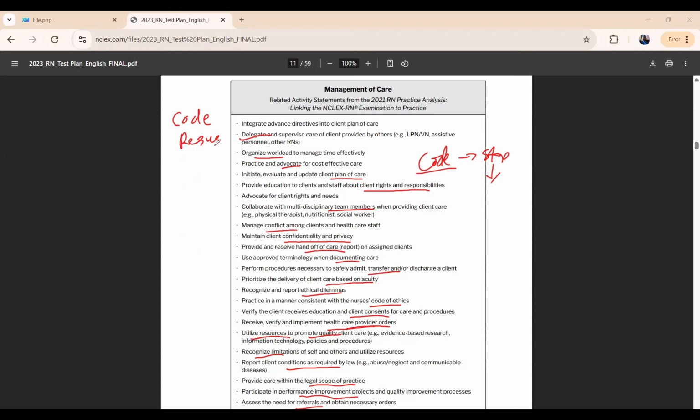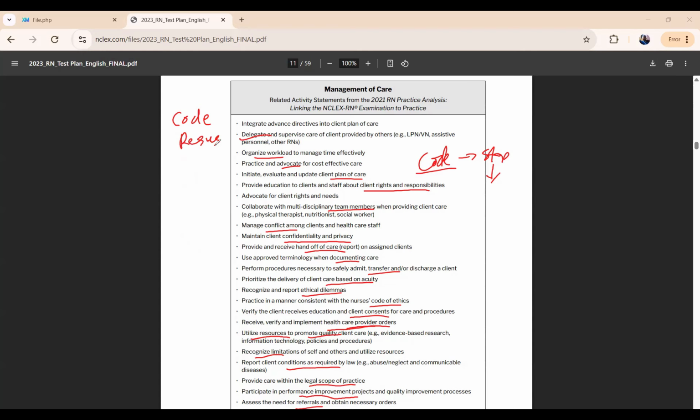You must be able to delegate that task based on the scope of practice of the member you are delegating it to. Most especially, NCLEX always uses UAP, right? So with UAP, you must be able to delegate to them a task that falls within their scope of practice. So you need to know the scope of practice of the UAP, the registered nurse, and as well the LPN. Is that clear?